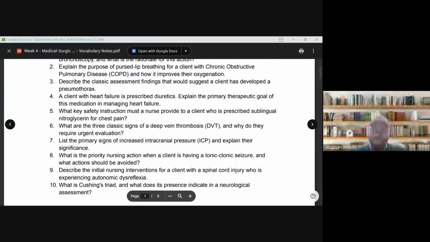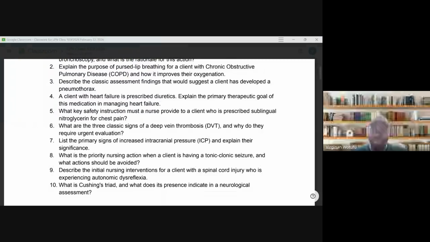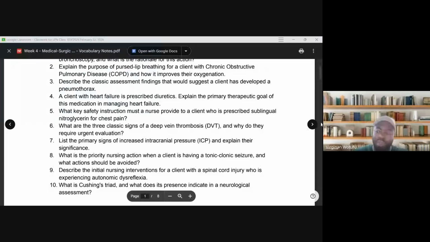So our last question, 10: what is Cushing's triad, and what does its presence indicate in neurological assessment? Cushing's triad: we talk about bradycardia, hypertension, irregular respiration, the three hallmarks. And what does it indicate? Those are late signs of increased ICP, right?